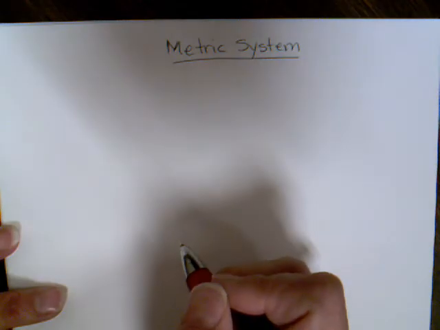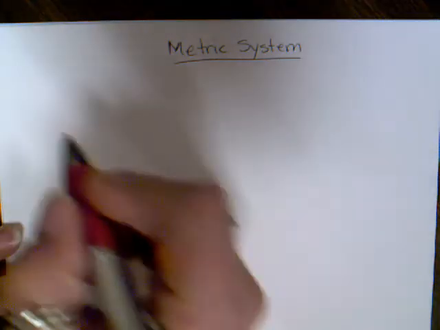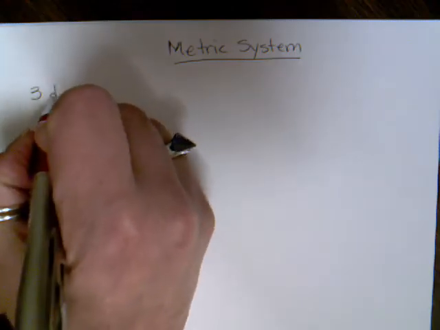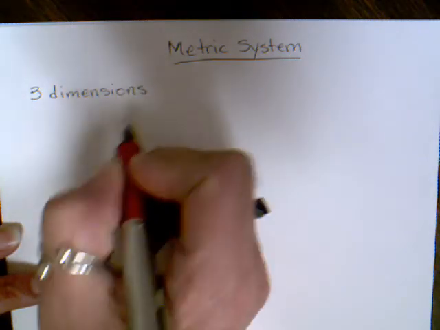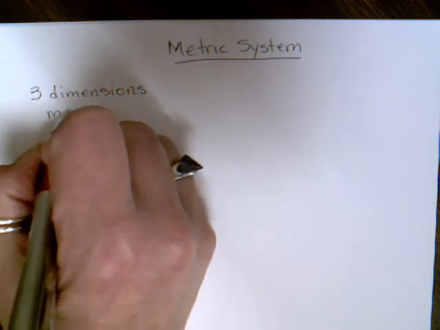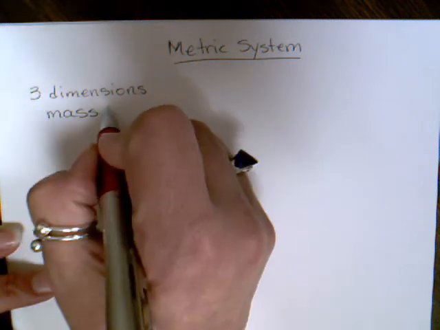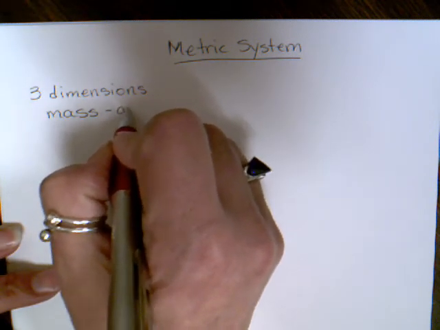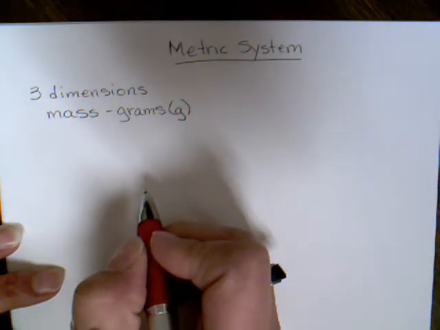We're going to need to memorize what I write down, so you might want to make note cards out of this. We have 3 dimensions in the metric system. Mass, which is measured in grams, which we use a little g for symbolizing grams.